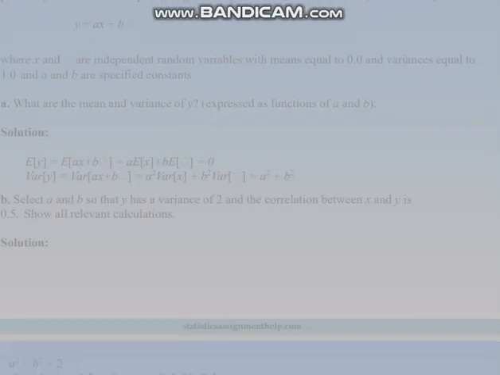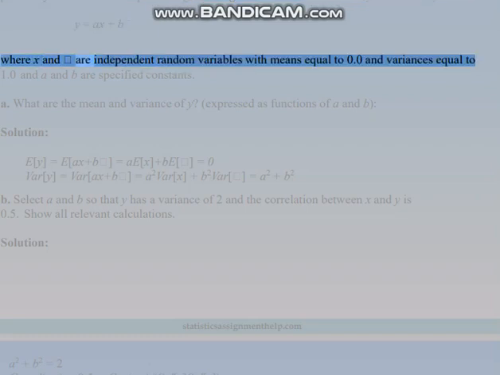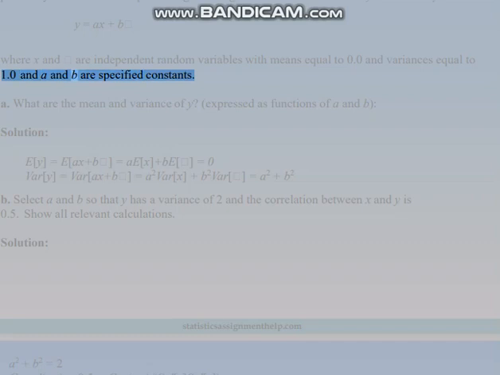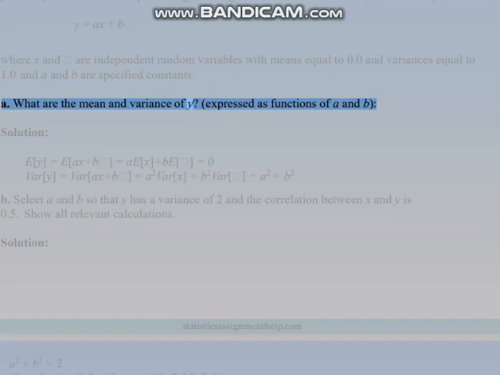Sometimes we may want to generate two correlated random variables for stochastic simulation applications. For example, the duration and intensity of a rainstorm may be highly uncertain but positively correlated. One option for generating correlated variables x and y is to obtain y from y equals ax plus bz, where x and z are independent random variables with means equal to 0.0 and variances equal to 1.0, and a and b are specified constants. A. What are the mean and variance of y?